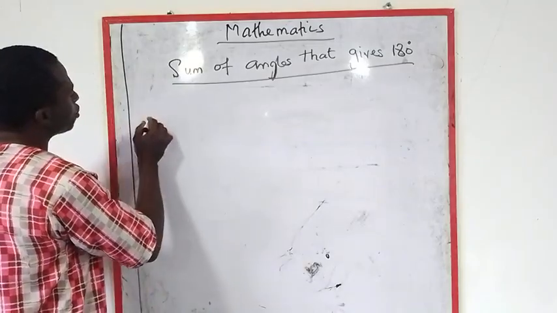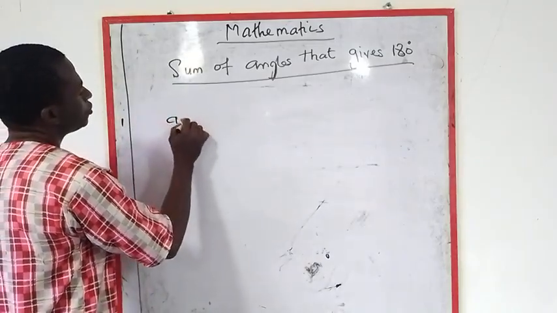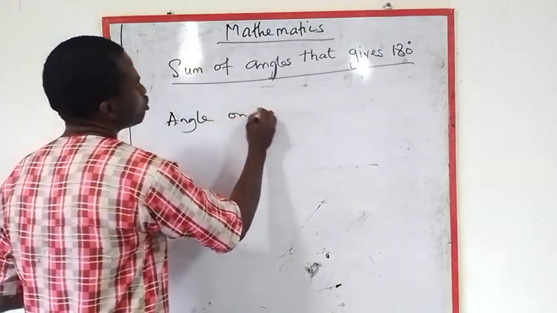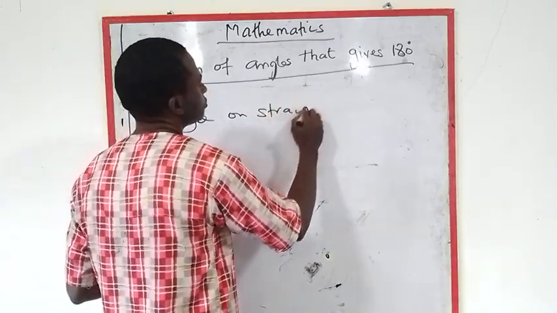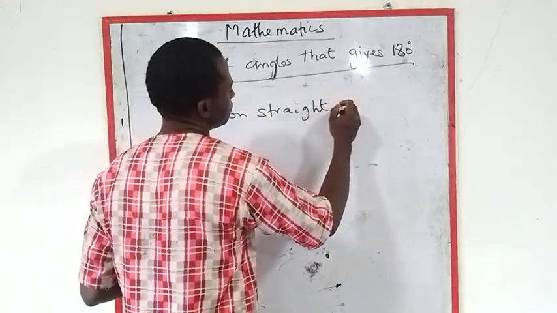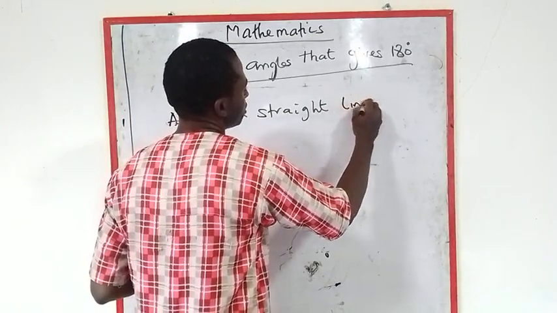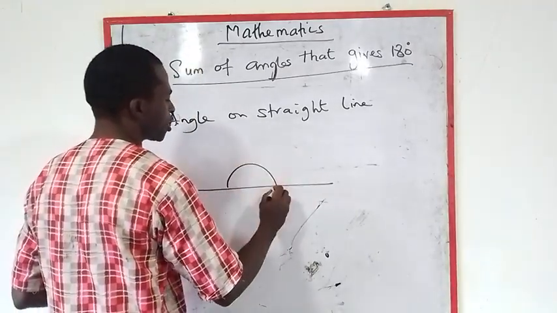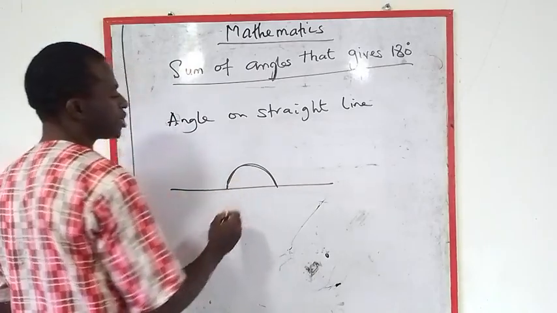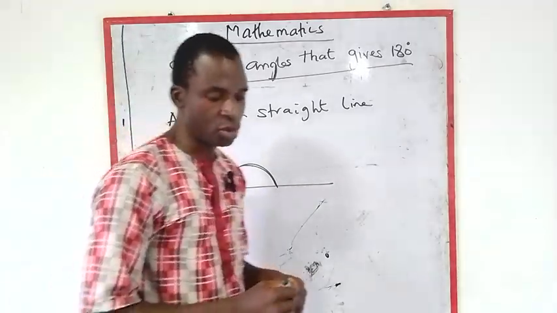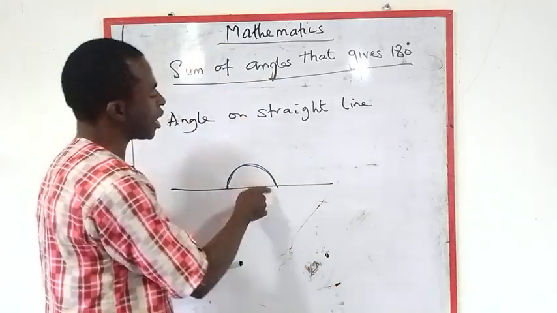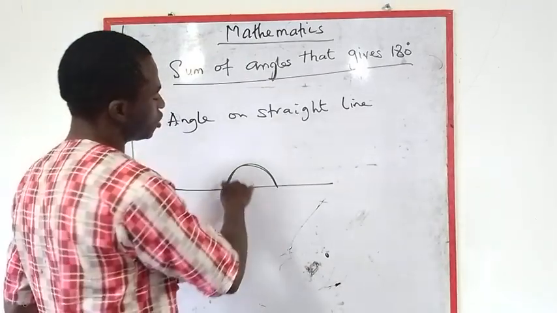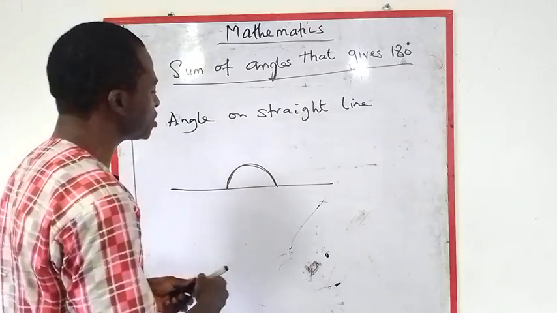The first one is angle on a straight line. What we are saying here is that when you sum an angle, if you check your protractor, you will see that it's just like a half of a circle. The total angle in the protractor in your mathematical set is actually 180 degrees. You can see that it is 180 degrees.